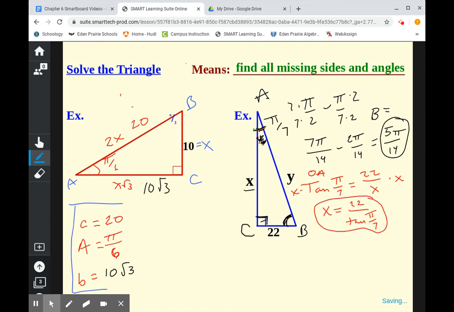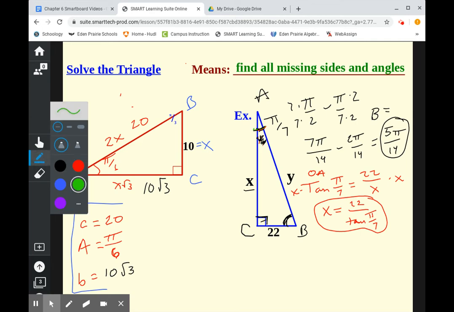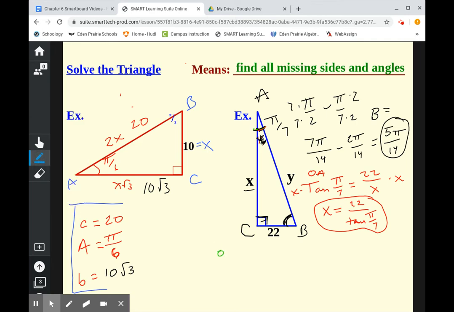Now, if they wanted the decimal form, you go ahead and throw that in your calculator. Make sure your calculator is in radians. Same process to find y. 22 is opposite. Let's put it over here in green. 22 is opposite pi over 7. We're trying to find y now.